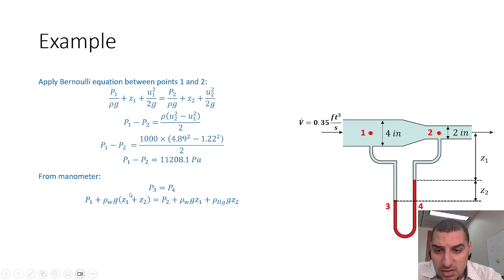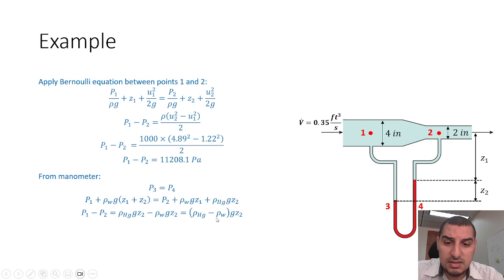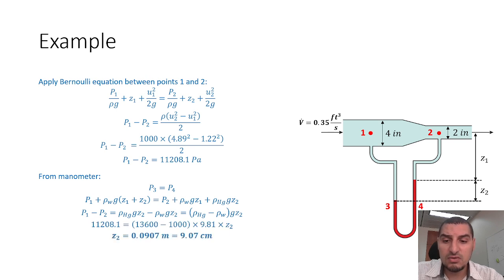Of course, rho water G, Z1 here and here is the same, so this will cancel. We can rearrange the equation to have it as P1 minus P2, which is the same P1 minus P2 here. And this is now in terms of the density water, density mercury, G and Z2. So the only unknown parameter here is Z2. So we can substitute in the equation to calculate the value of Z2 and get the height, which is 9.07 centimeters. So this is the last problem that we will solve here.